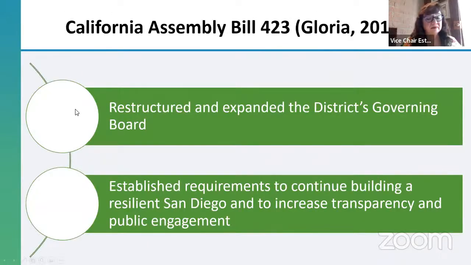Next slide, please. Assembly Bill 423 amended state law in 2019 to restructure and expand the district's governing board. It also established new requirements for the district to increase transparency and public engagement.